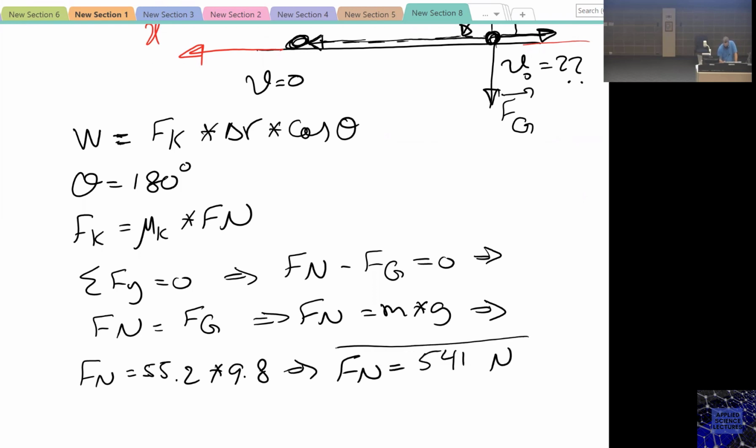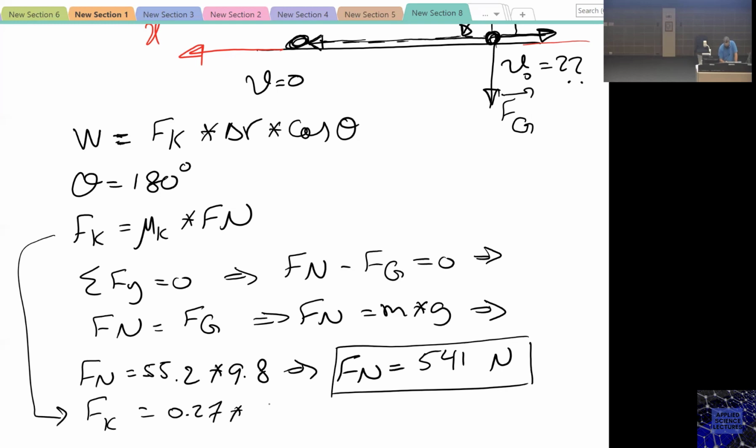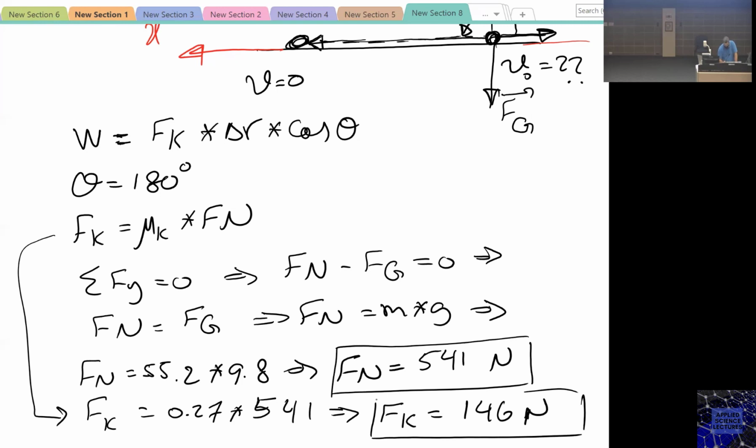541 Newtons. So if this is Fn, then Fk is 0.27 times 541, and Fk is 146 Newtons. Again, as a magnitude, right?